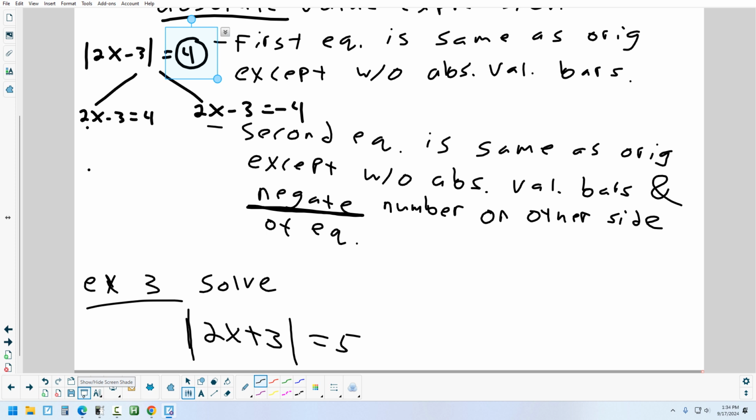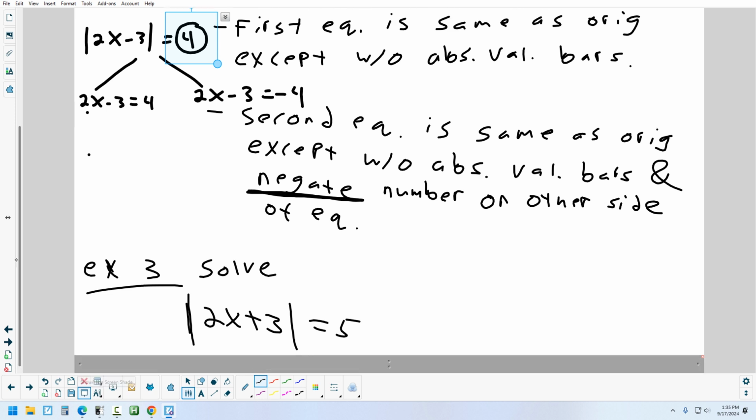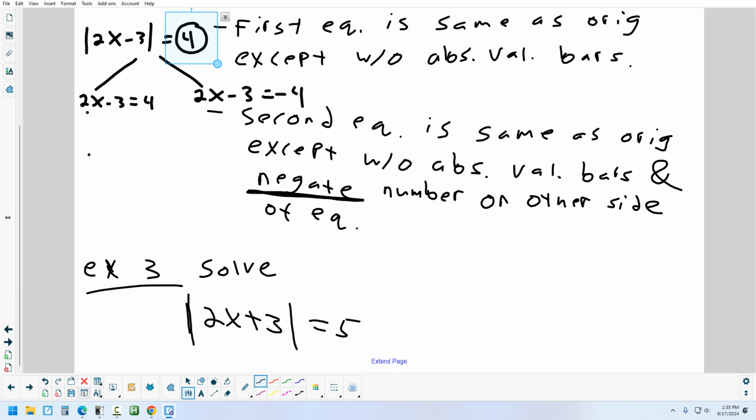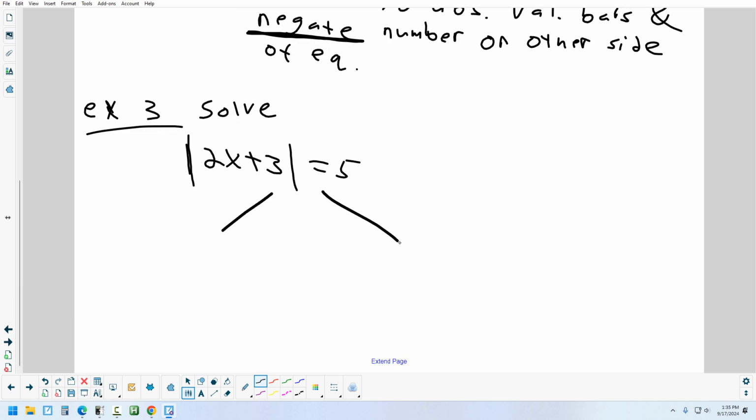Okay, so first question, are the absolute value bars by themselves on the left side? What do we think? Yeah, really? Oh, I'm sorry, yes. Yeah, absolute value bars are already by themselves. So let's split it into 2 problems.